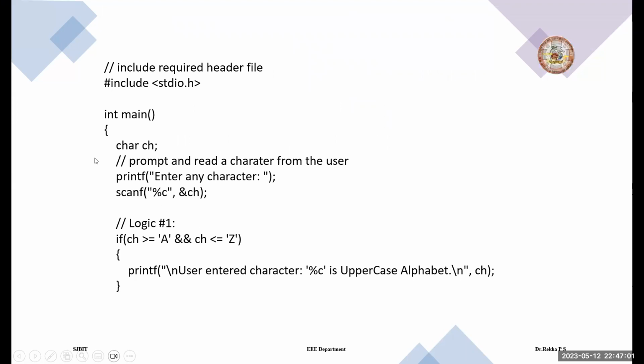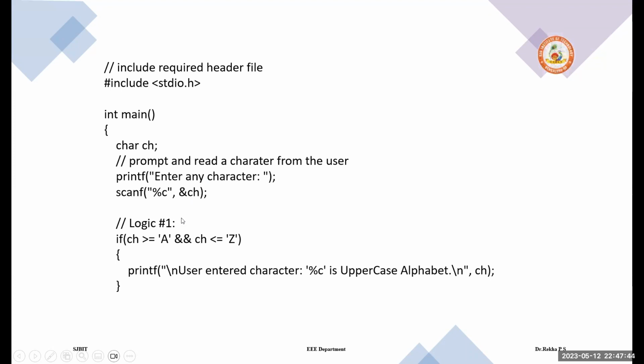So now the program is to check whether it is uppercase or lowercase. First, you have to declare a variable, a character variable called ch. Then you have to prompt and read a character from the user. For that you ask the user to enter any character using the printf function. You are already familiar with the printf function. Then you read that character using the scanf function. ch is the variable already declared, and whatever the user enters will go into the ch variable.